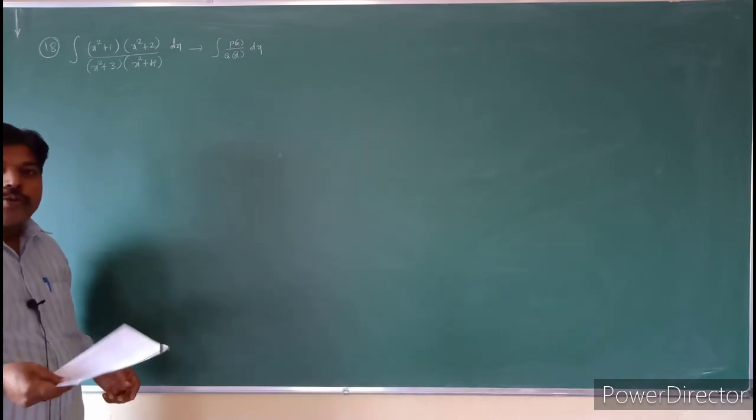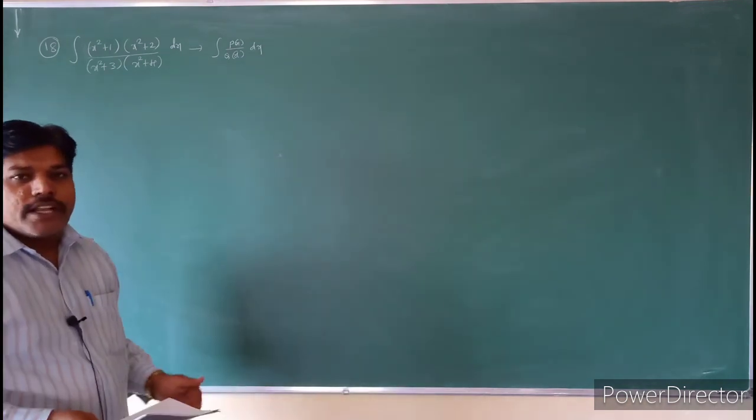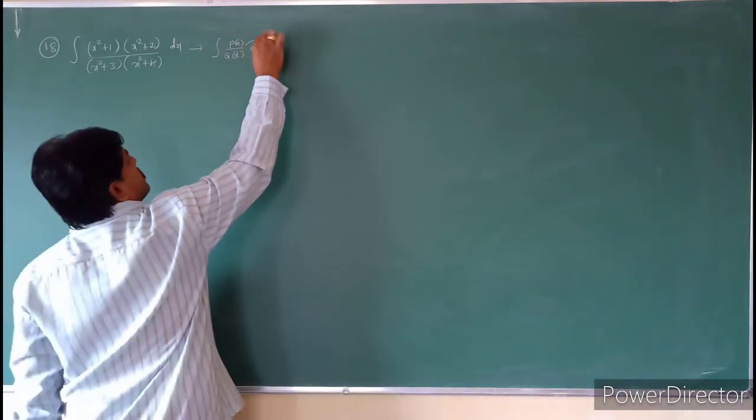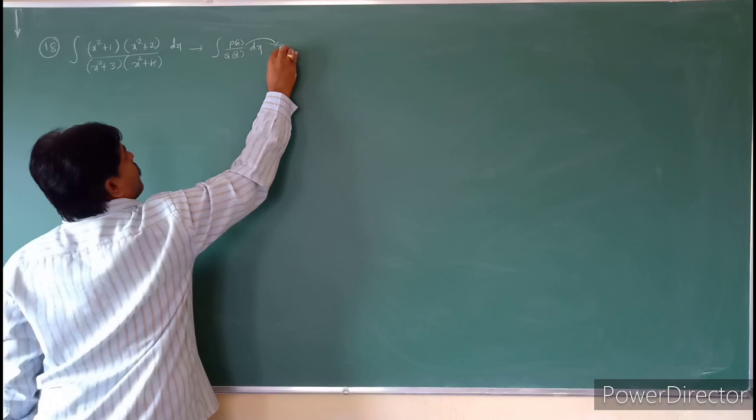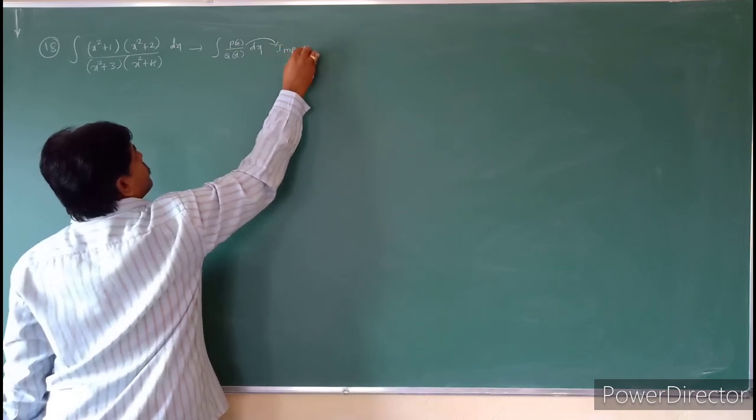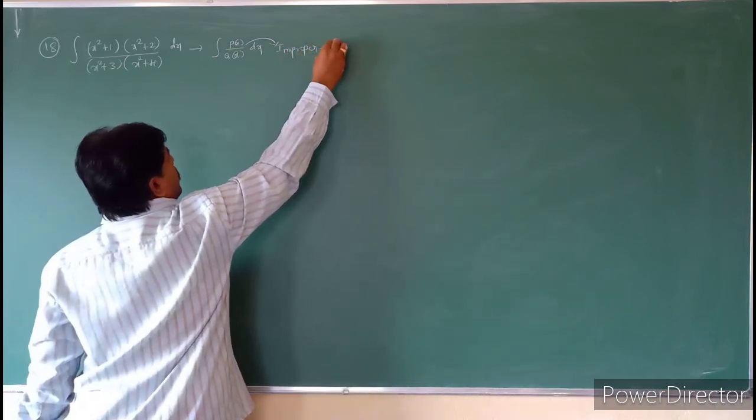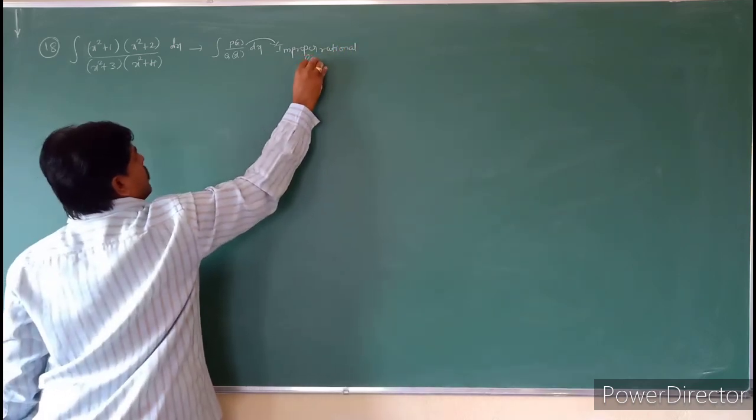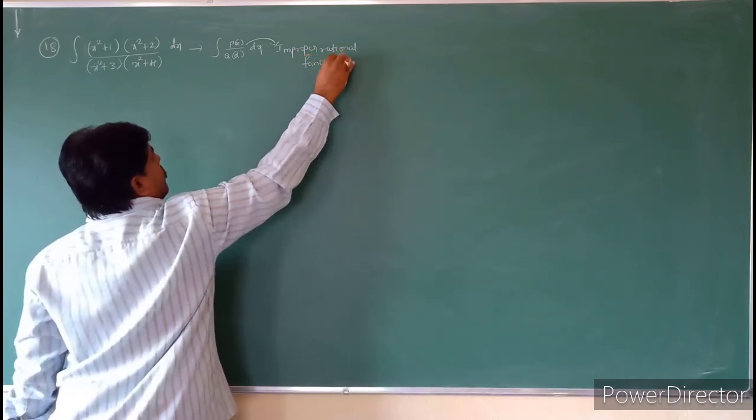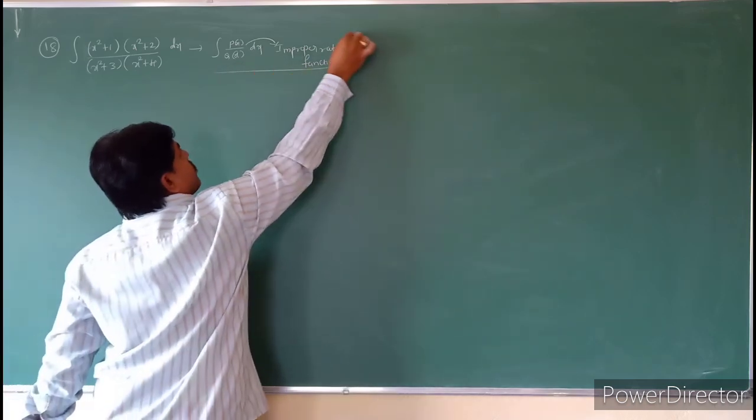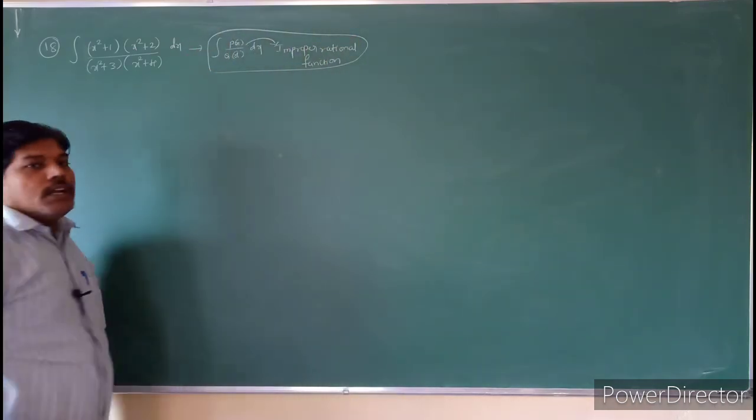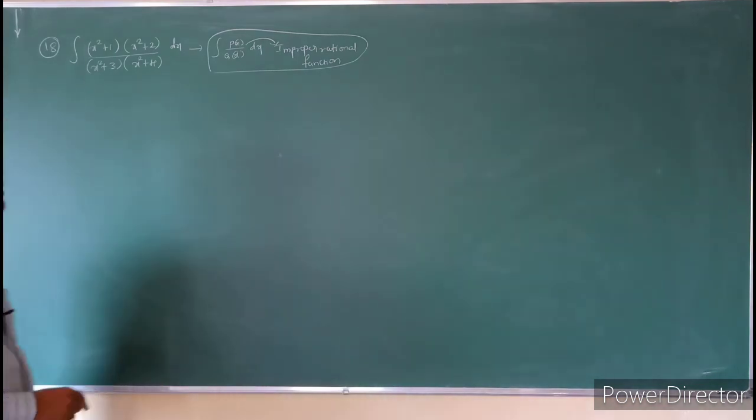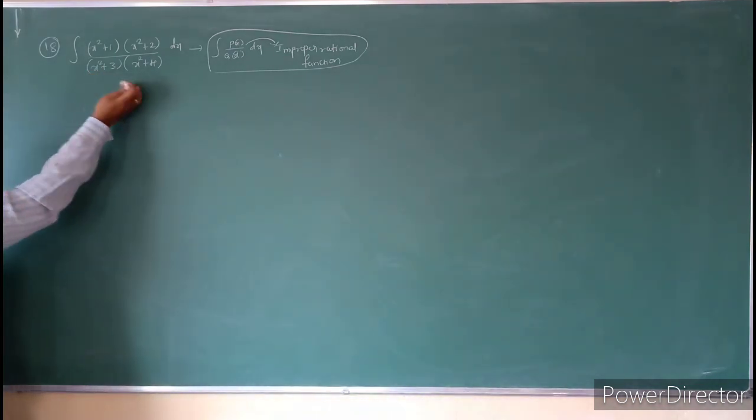So the degree of the numerator and the degree of the denominator are equal, then it is an improper rational function. So for an improper rational function, what I told you is that you have to use the long division method. So that means you have to divide that. First you have to identify that.